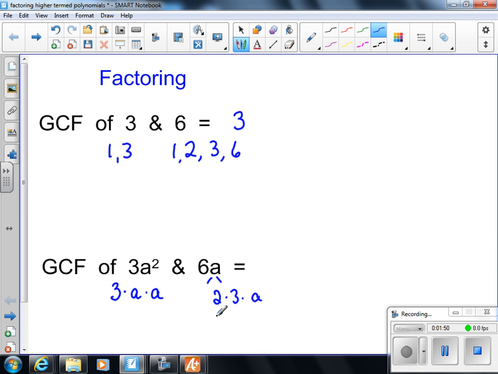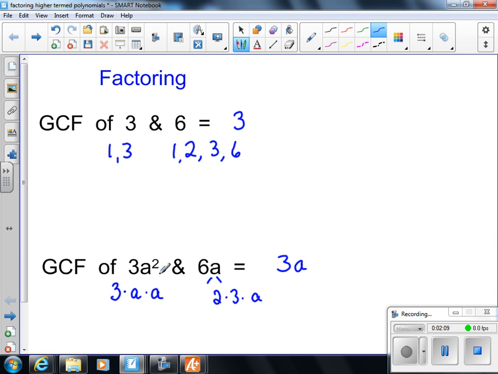Okay, so what do we have in common? We have a 3, and 3 is the greatest common factor of 3 and 6. We just proved that up here. And then what else do they have in common? 1a. So we could say that the greatest common factor of 3a squared and 6a is 3a.